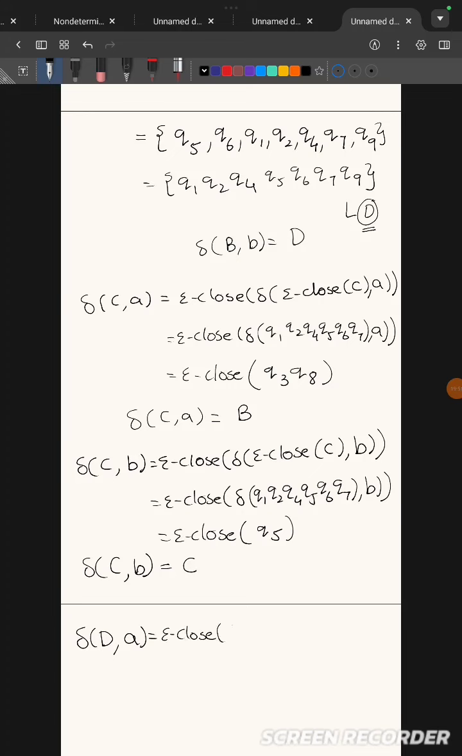Epsilon closure, transition, epsilon closure on the state D on the symbol A. Epsilon closure. Okay. Transition of, what are the states we have? Q1, Q2, Q4, Q5, Q6, Q7, Q9. Now we have to check which are the states having transition on A.